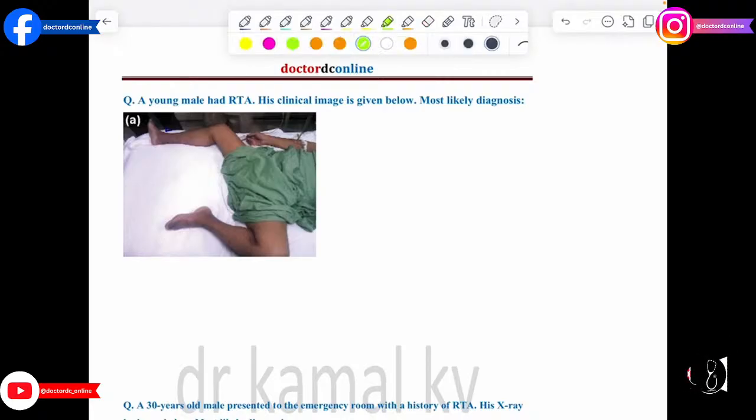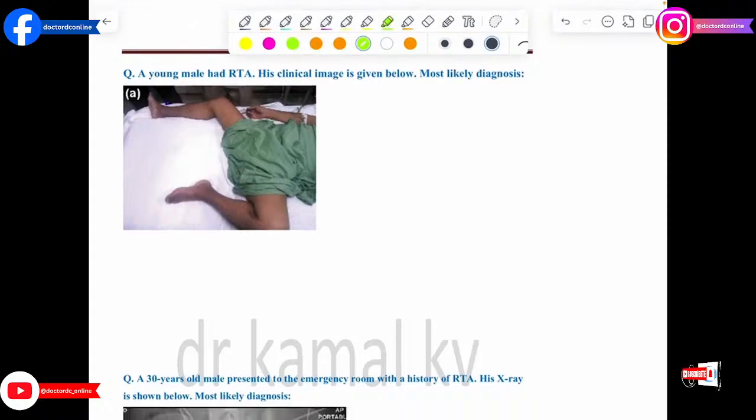Starting with the very first question, there is a young male who had a road traffic accident, and the clinical picture was given and we were supposed to make the clinical diagnosis. Firstly, we will draw a line from the middle of the body, and then we will see the respective positions of both lower limbs, and we can see that both the lower limbs are abducted, right? So both the lower limbs are abducted.